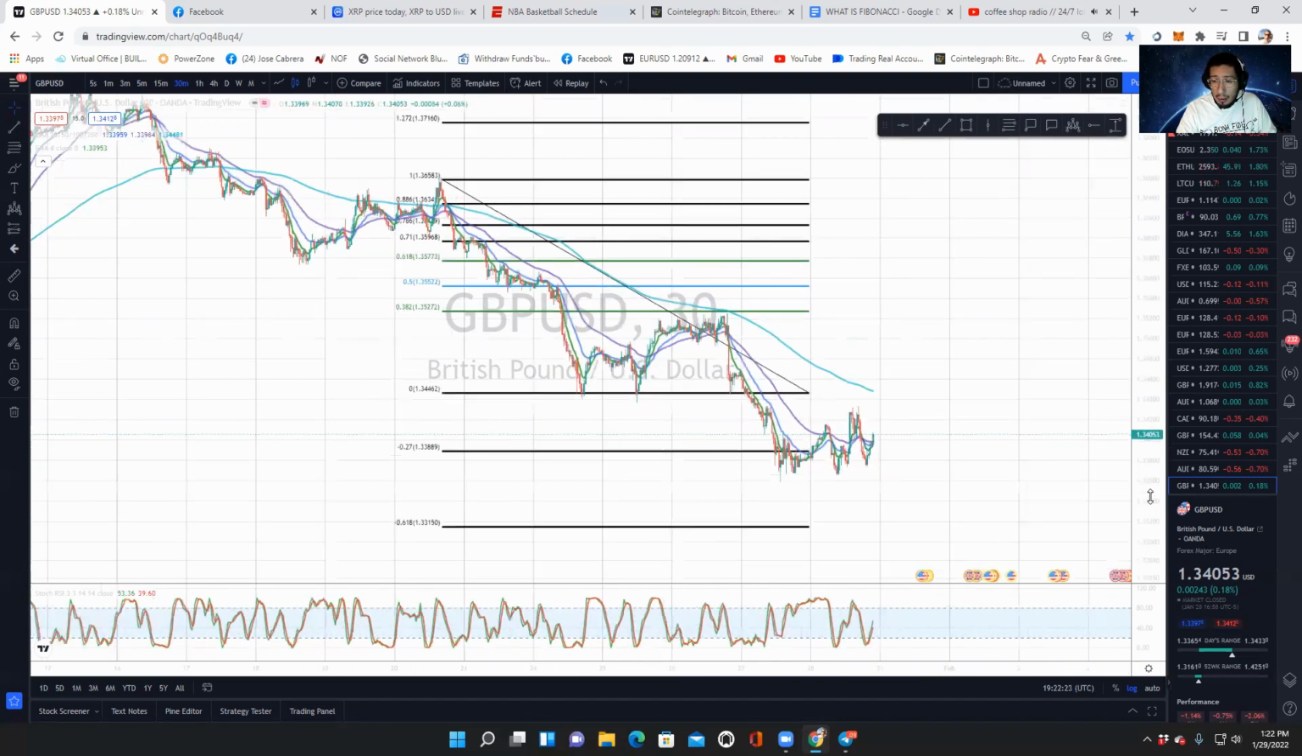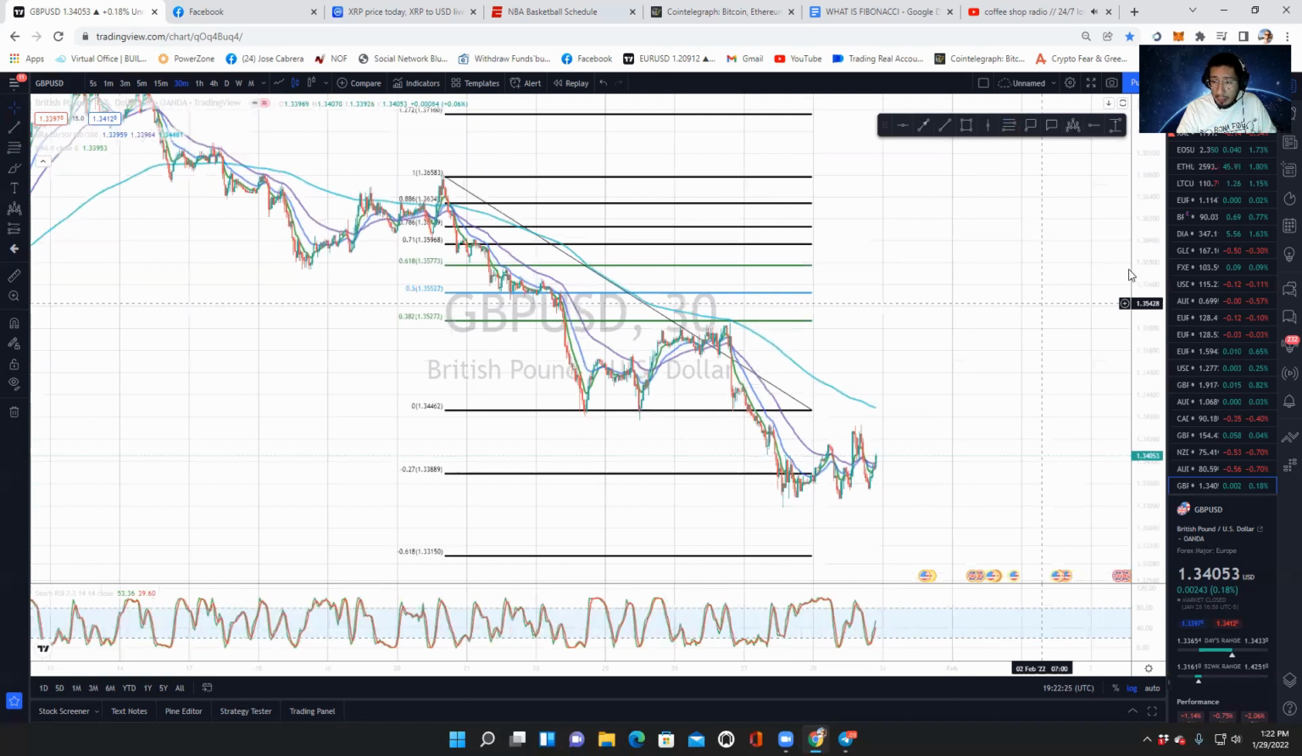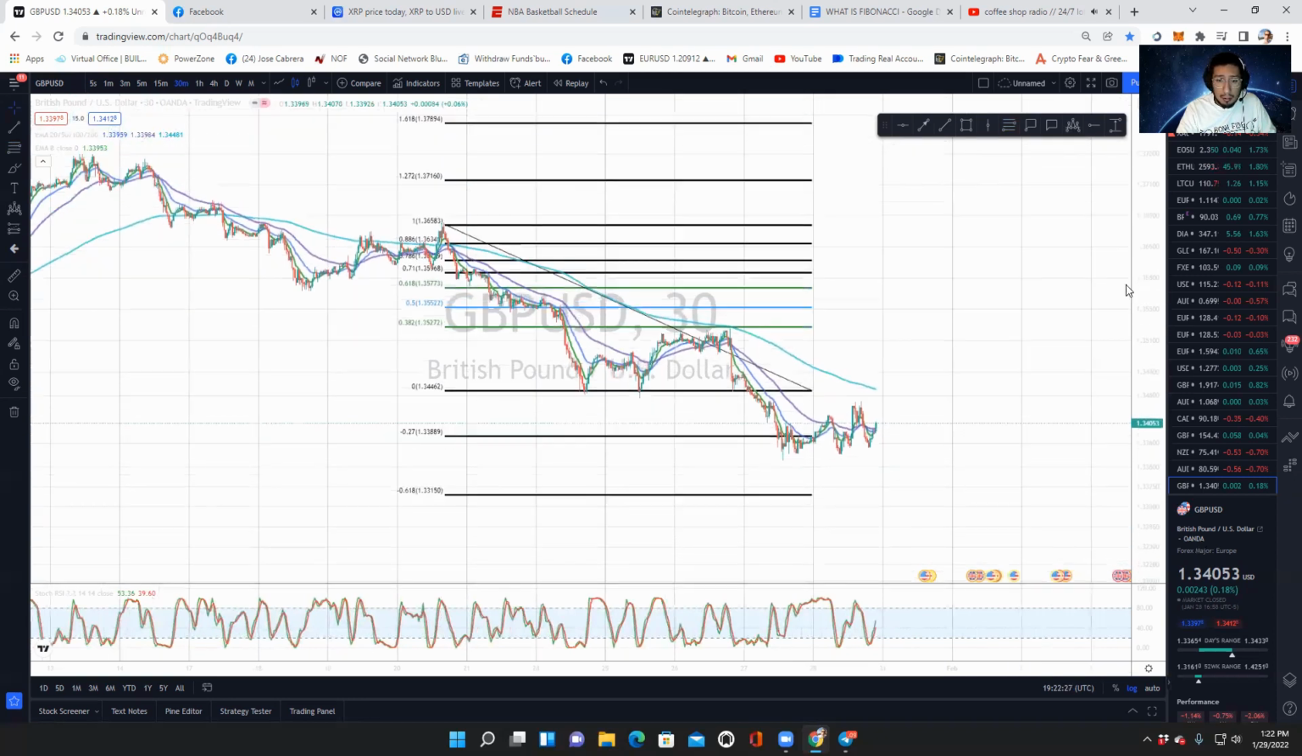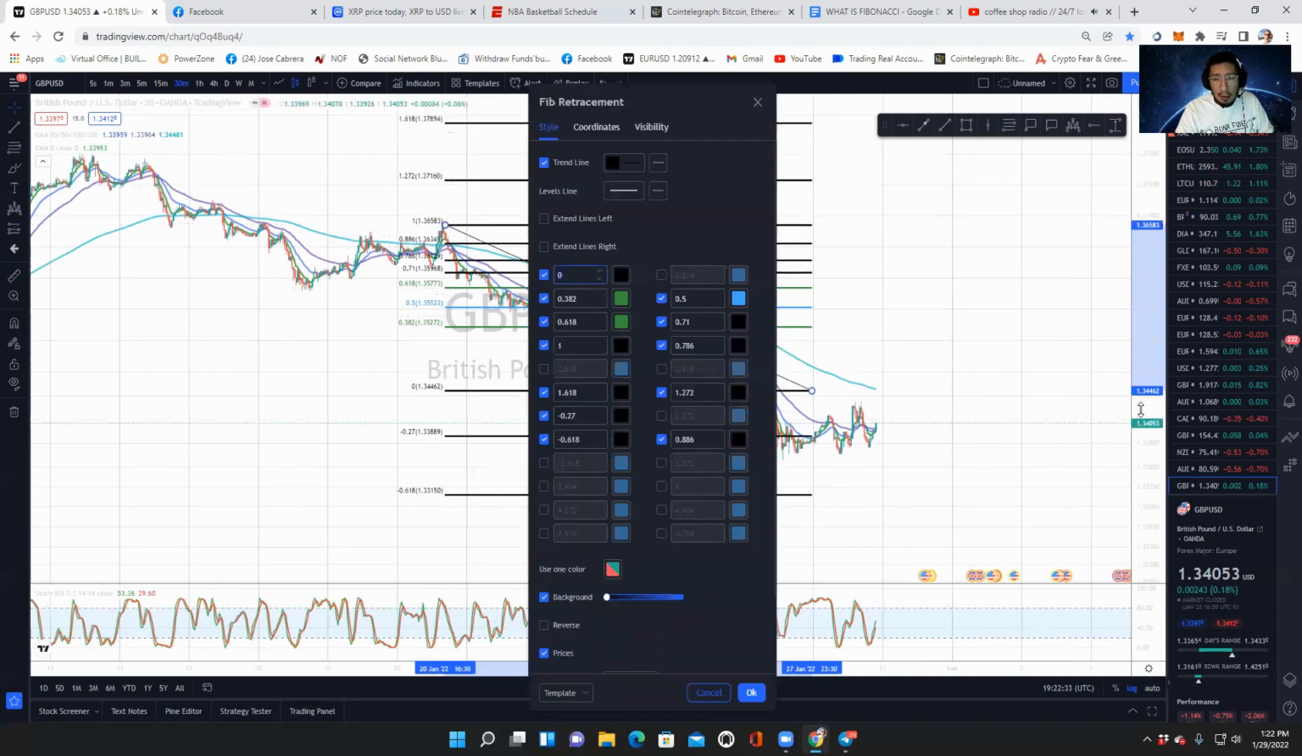Now let's see the settings of the Fibonacci before I keep going, because I want you guys to get the same settings that I have. Let me go to the settings, and I'll show you so you can copy them. You can save them, and you can have a Fibonacci tool just like mine.